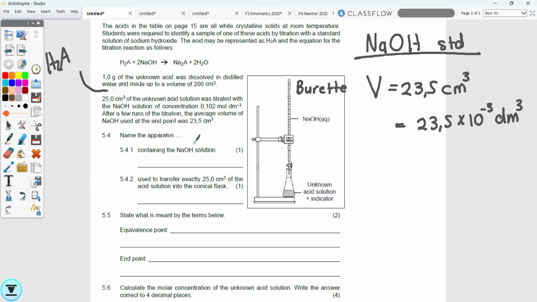Then they say, what is the apparatus used to transfer exactly 25? What is that little thing? Pipette, yes. And then these two, you need to know the difference between an equivalence point and an end point. I did ask you that yesterday. Equivalence point is where neither is in excess, and end point is the color change. And then they ask you to calculate the concentration of the unknown one.